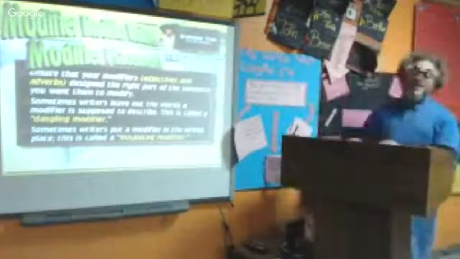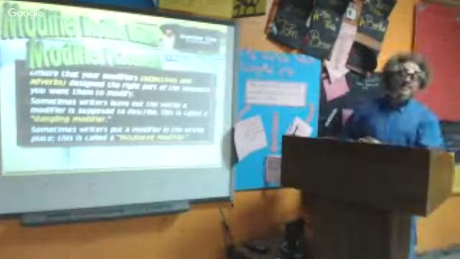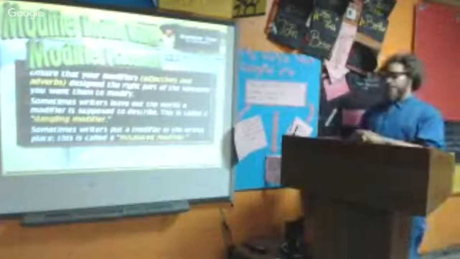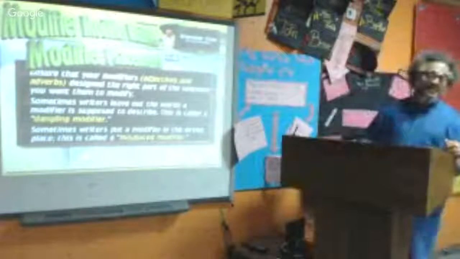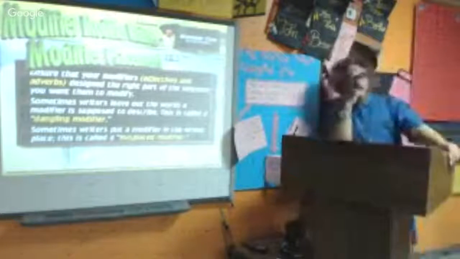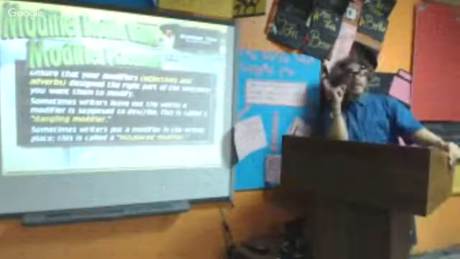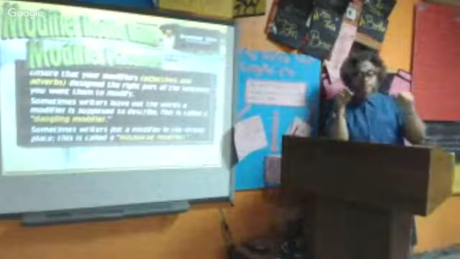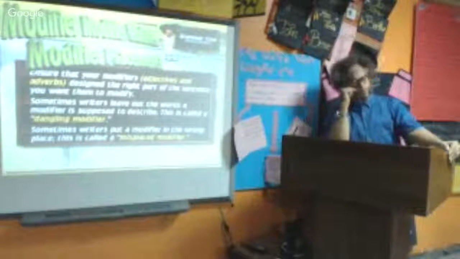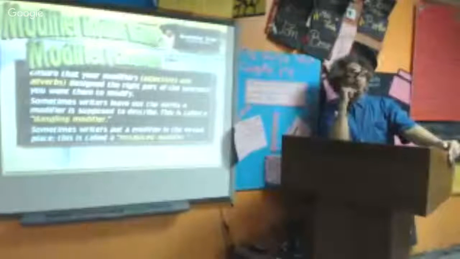In that case, it's called a misplaced modifier, because the thing being modified is in the sentence. So we can't say the modifier is there alone. We have to say that it's simply misplaced. It's not in the right place. In both of these situations, when it's not clear what the modifier is supposed to modify, we have a problem with meaning, confusing the reader.